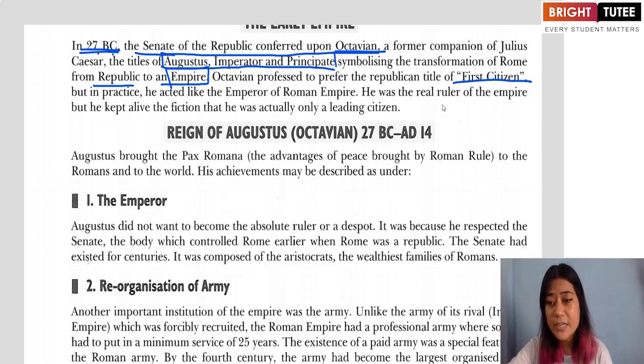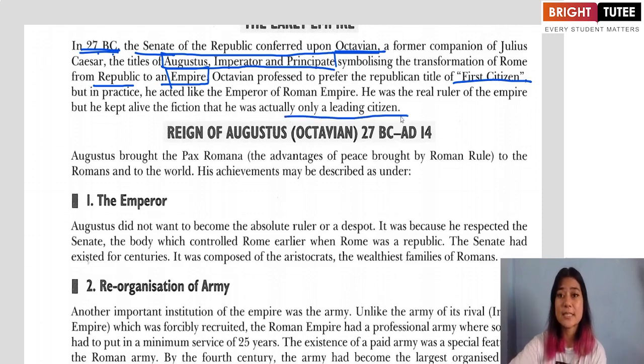He was the real ruler of the empire, but he kept alive the fiction that he was actually only a leading citizen. He was the actual emperor and ruler of the empire, but he said that he was actually only a leader among the citizens, the leading citizen.